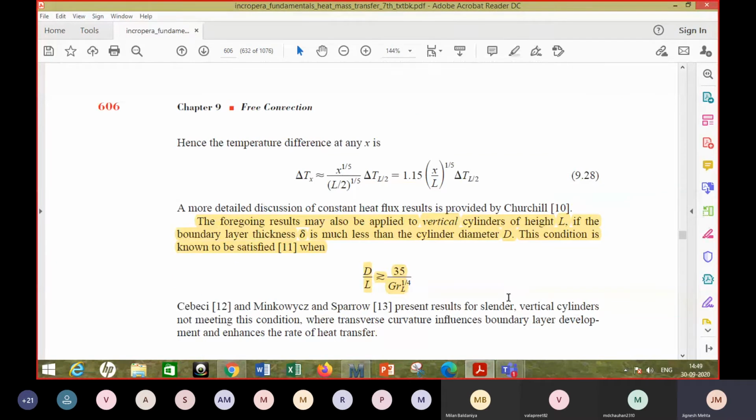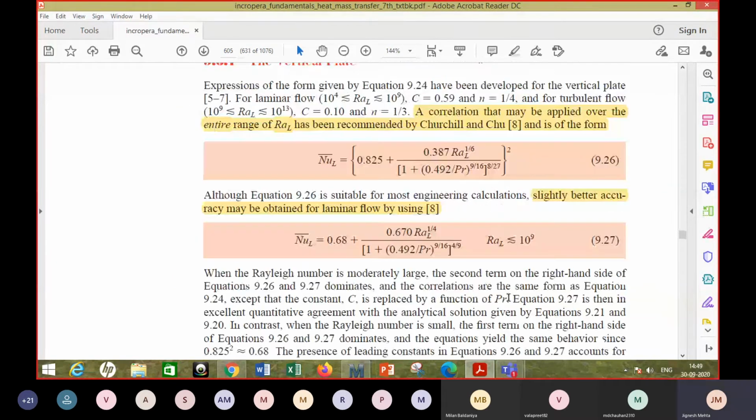So for a vertical plate, for laminar flow, starting from Rayleigh number equal to 10 raised to 4 to 10 raised to 9, this C, the constant, the multiplier of Rayleigh number, not Reynolds number, is 0.59 and n equal to 1/4. And for Rayleigh number 10 raised to 9 to 10 raised to 13, where the flow is turbulent, C may be taken as 0.1 and n equal to 1/3.